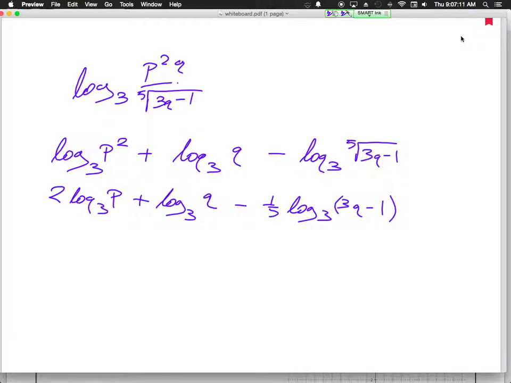So 2 steps on expansion. What are the 2 steps? Find out how many logs there are, and figure out whether or not they need to be positive or negative. The second step is move the exponents.